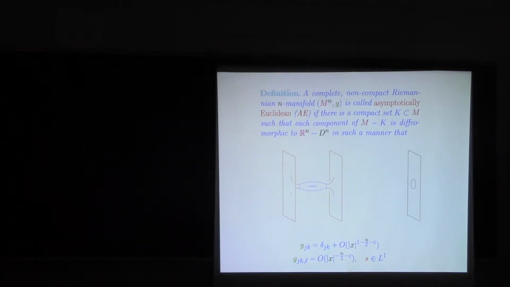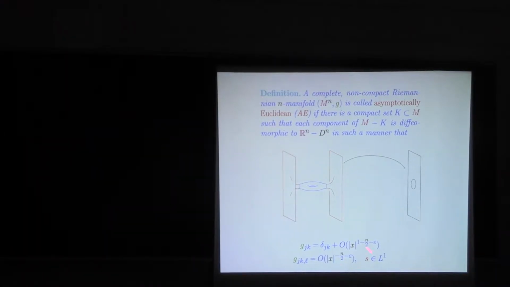Rather than assuming that the complement of some compact set is one copy of Euclidean space with a slightly perturbed metric, you could assume that the complement of a compact set was a disjoint union of sets that were diffeomorphic to the complement of a ball in Euclidean space. And on each of them you have a diffeomorphism in such a way that the metric looks like the Euclidean metric plus terms that fall off fast at infinity.